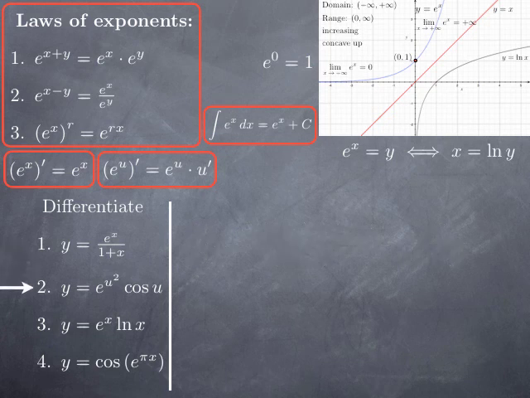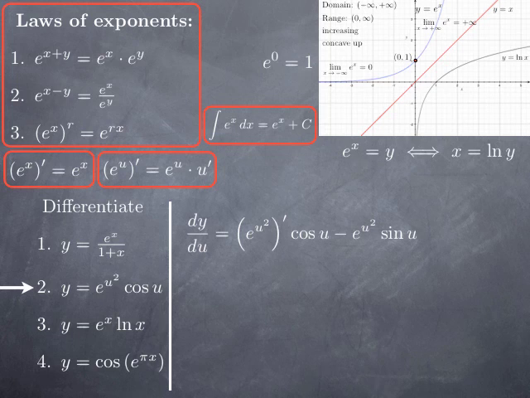Moving on to the second function, we have y as a function of u. So I'm going to differentiate y with respect to the variable u, and it's a product of the function e to the u squared with cosine of u. So I'm going to start with the product rule. So the derivative of y with respect to u is the derivative of the first factor, e to the u squared, multiplied by the second factor unchanged, cosine u, plus first factor unchanged, e to the u squared, multiplied by the derivative of cosine u, which is negative sine u.